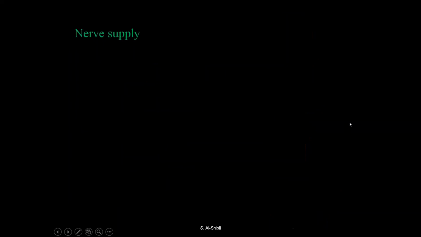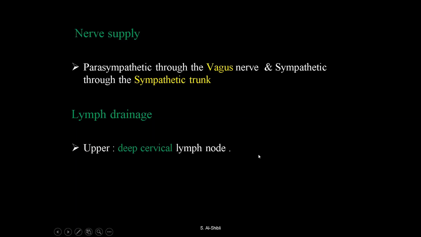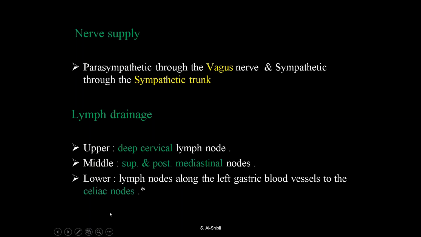Not only that, for the nerve supply, of course, it takes parasympathetic fibers from the vagus and sympathetic fibers from the sympathetic trunk. Another important applied anatomy for the esophagus is the lymphatic drainage. The upper part drains to the deep cervical lymph nodes, while the middle drains to the superior and posterior mediastinal lymph nodes. And the lower goes to the abdomen through the celiac nodes.